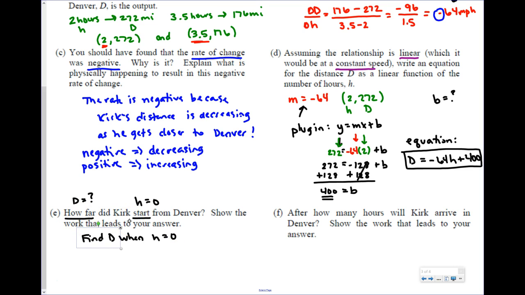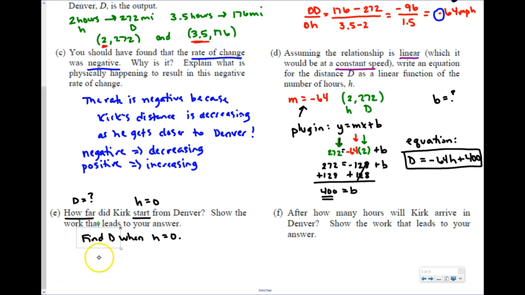Do you see how I underlined those for myself? Because I'm trying to figure out what this question's asking me. Because on the Regents, I'm not going to be there to tell you guys what the question's asking you. You have to use these keywords to try and translate what the question wants you to do. And then this one wants you to find distance when h equals 0.